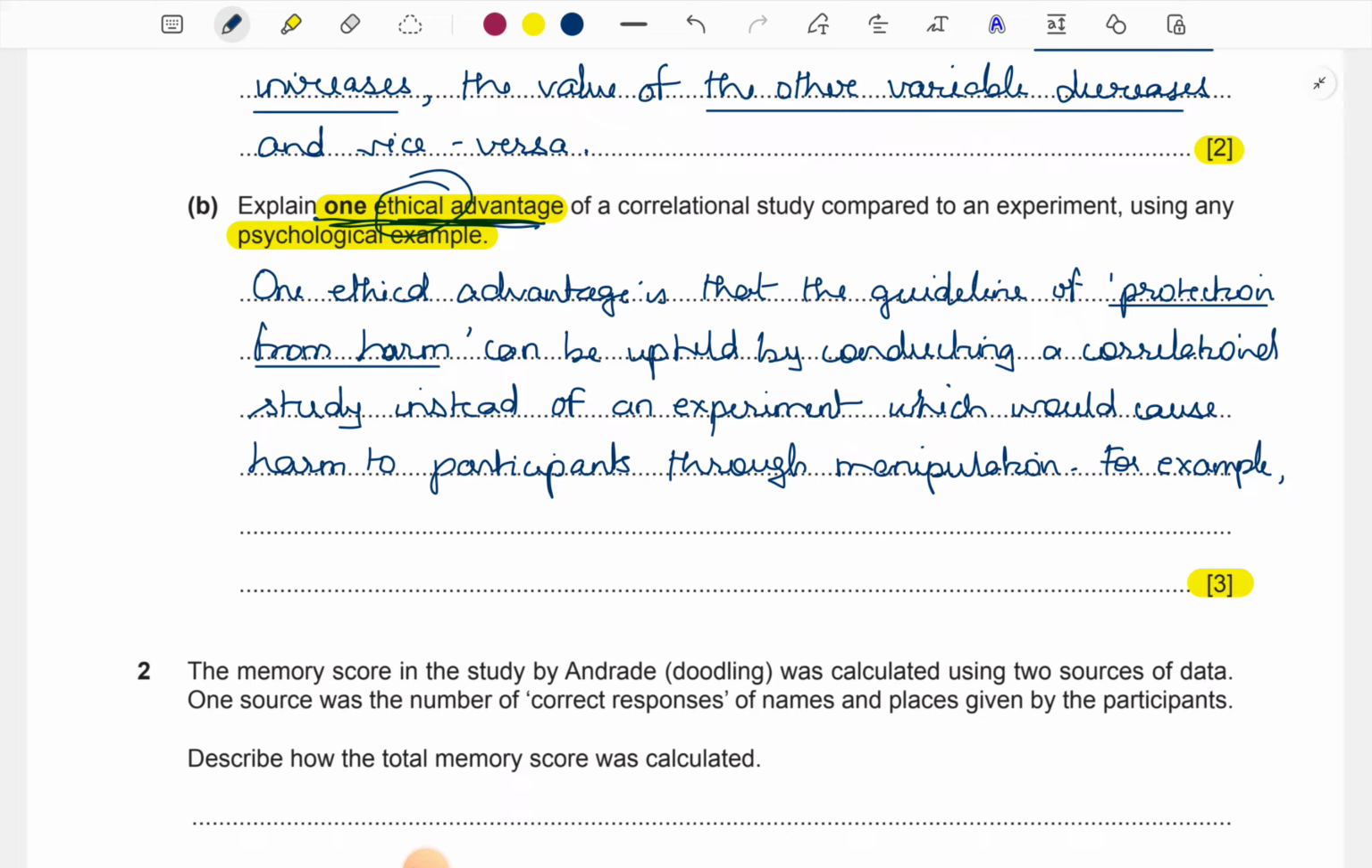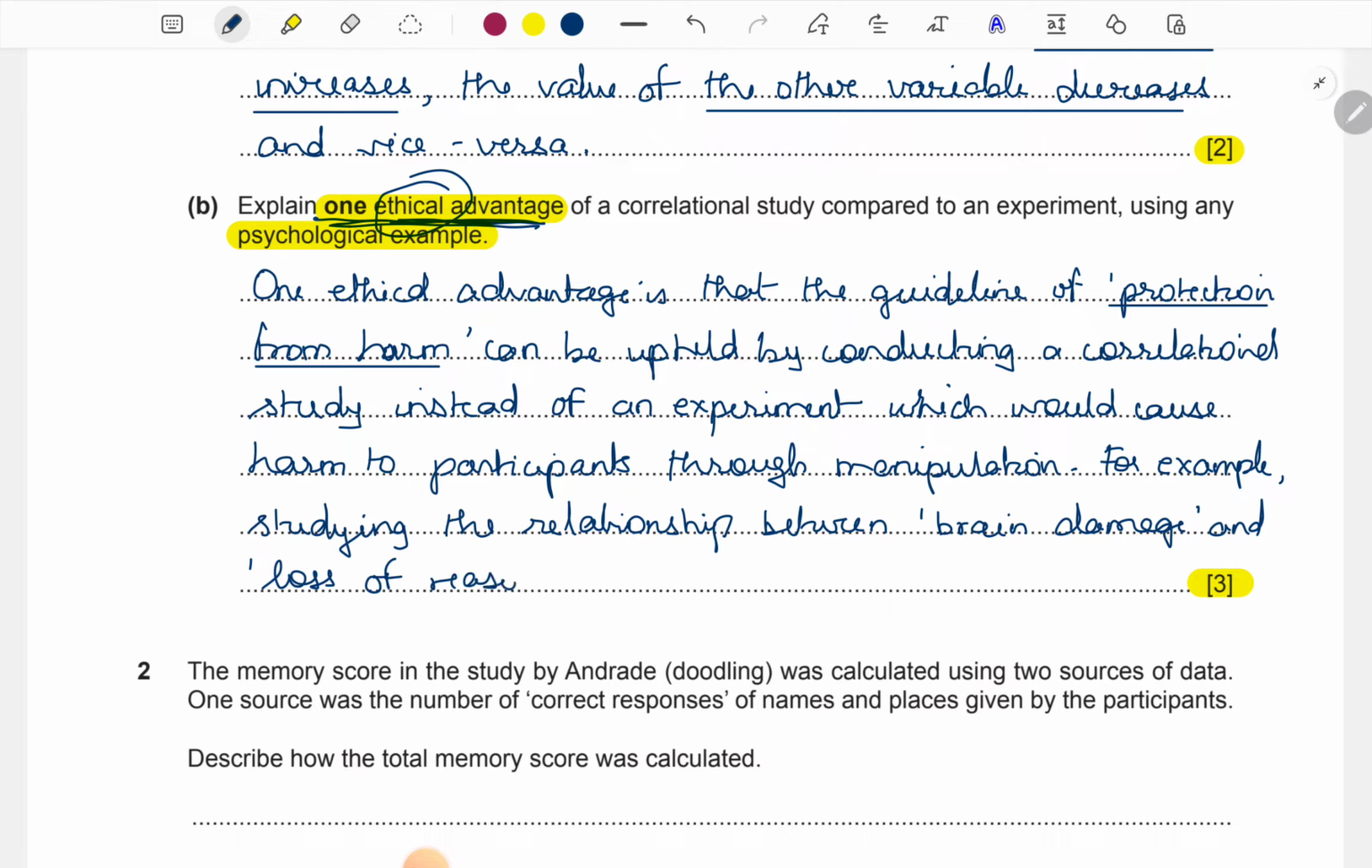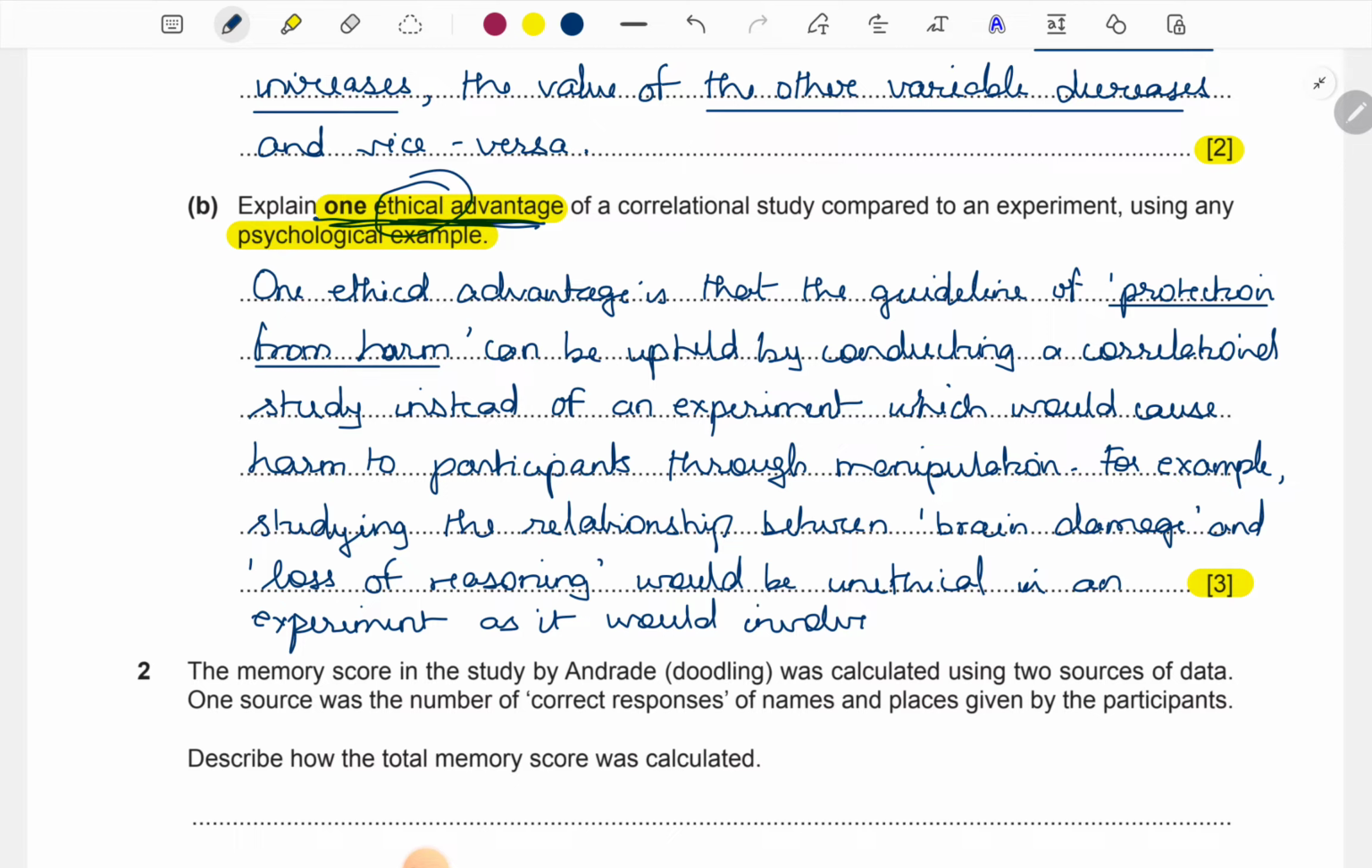So for example, studying the relationship between brain damage and loss of reasoning would be unethical in an experiment, as it would involve damaging participants' brains.